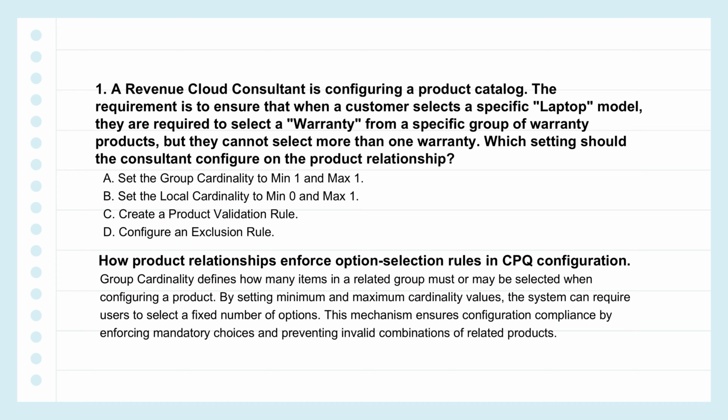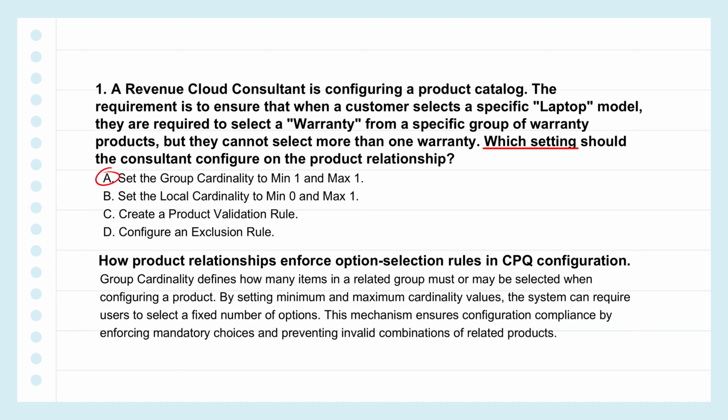Let's take a classic business problem. Imagine you sell a laptop, and you must make sure the customer picks exactly one warranty product from a specific group of options. No more, no less. So it's not enough to just say, hey, a warranty is required. We need to enforce a minimum and a maximum selection from that specific group of products. How do you build that kind of mandatory bounded rule? You do that using something called group cardinality on the product relationship. You'd set the group cardinality to min 1 and max 1.